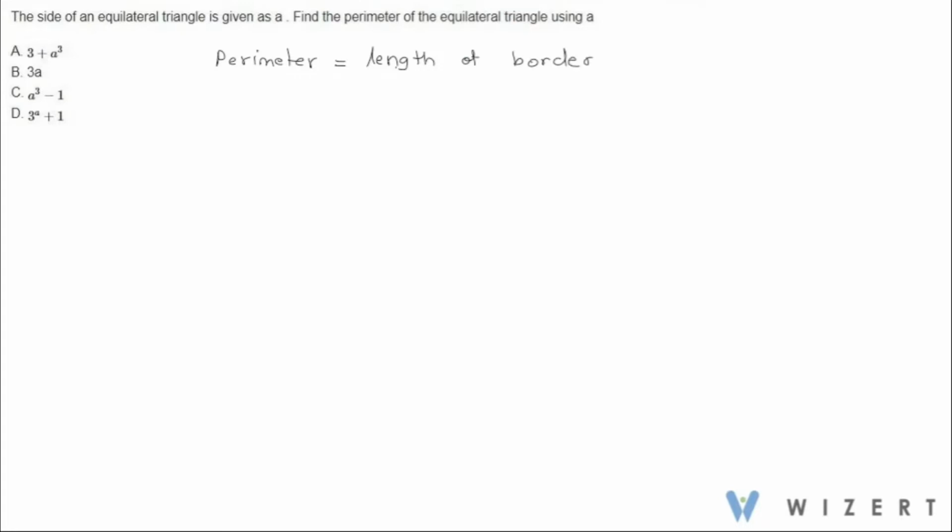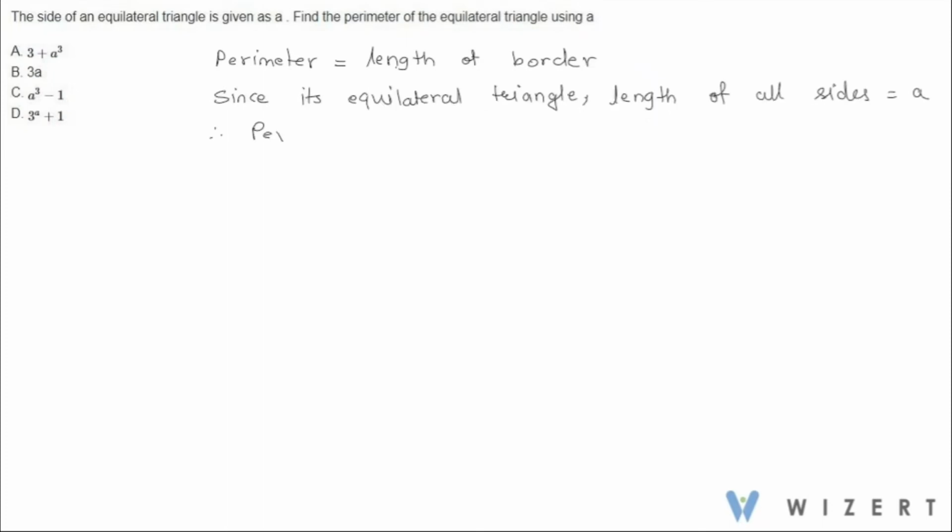Now since this is an equilateral triangle, we know that length of all the sides is going to be given A units. So since it's an equilateral triangle, length of all sides is going to be A units.